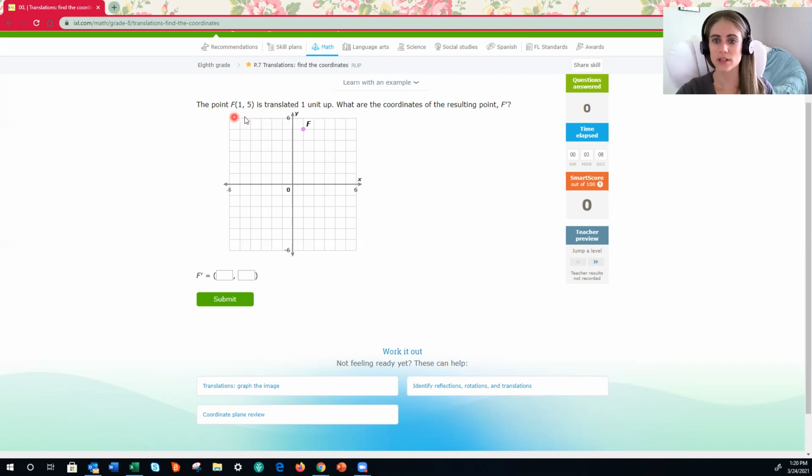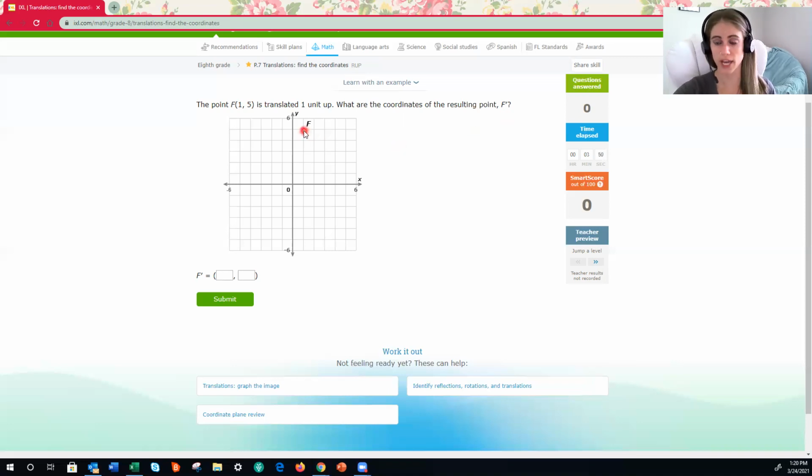The point F, which is located at 1, 5, so that's right here in purple, is translated 1 unit up. What are the coordinates of the resulting point F'? There are two different ways that you can find the new coordinate. So remember that little dash right there is F prime. That indicates it is where our point or our shape goes after it's been translated. One way is you can just use the graph. I think this is the easiest method when we only have a single point. So let's go ahead and use that method.